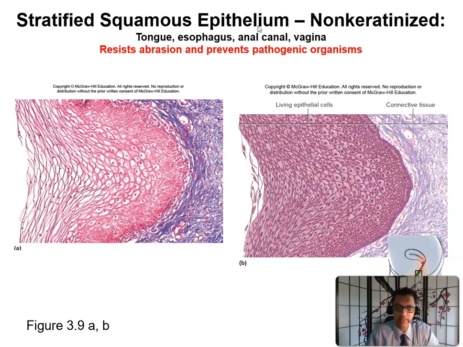Stratified squamous epithelium, non-keratinized, is found inside. So that's found in your tongue, and it's found in your esophagus, anal canal, and vagina. And again, the same thing as stratified squamous, it resists abrasion and prevents pathogenic organisms from entering. So the example I gave you in class is, let's say you ate a tortilla chip or a Dorito and it's real sharp, right? And you forgot to chew and then you feel it. You're like, it's cutting the inside. Luckily, you have stratified squamous, which are multiple layers designed to protect you so that you don't bleed from the inside. It's there to protect you.